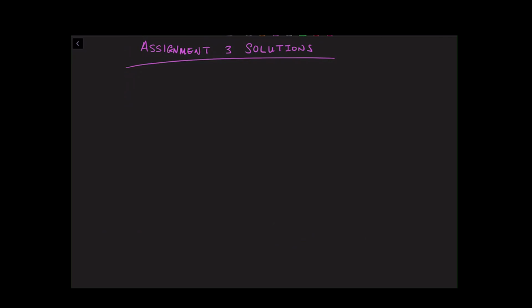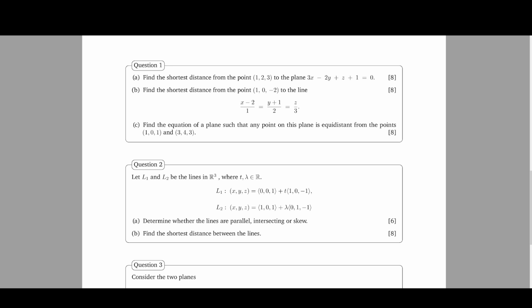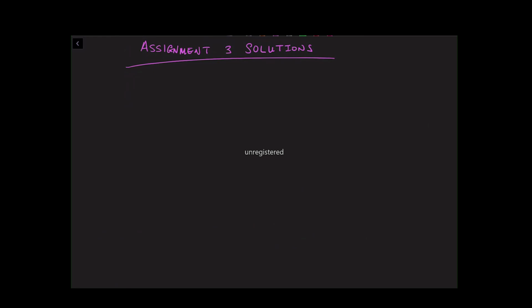All right, these are the solutions for assignment number 3. Question 1 reads, find the shortest distance from the point to the plane. Okay, so let me just get my, okay, there we go.